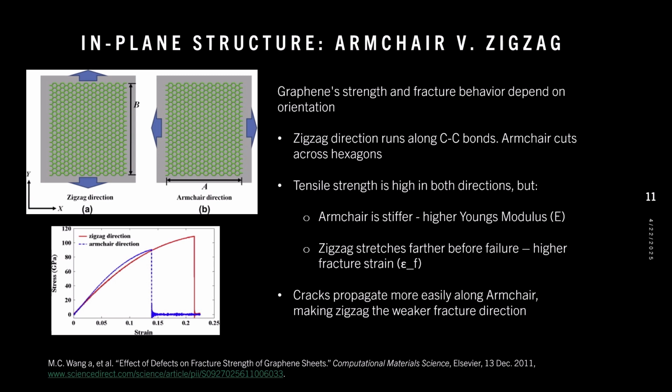The armchair direction is stiffer, meaning that it has a higher Young's modulus. Conversely, the zigzag direction can stretch further before it breaks, exhibiting a higher fracture strain. Interestingly, cracks propagate more easily along the armchair direction. This means that, despite being stiffer, the armchair direction is the weaker direction from a fracture perspective.